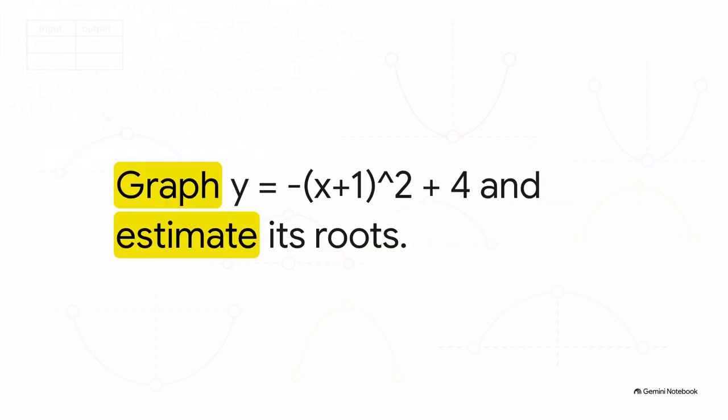Here is your transfer task. Apply these steps to graph the quadratic function y equals negative the quantity x plus 1 squared plus 4 and estimate its roots on your own paper. Once you've mapped out its key features and found exactly where it crosses the x-axis, ask yourself this. If this parabola represented the exact flight path of a launched rocket, what would those specific roots actually mean for its journey?